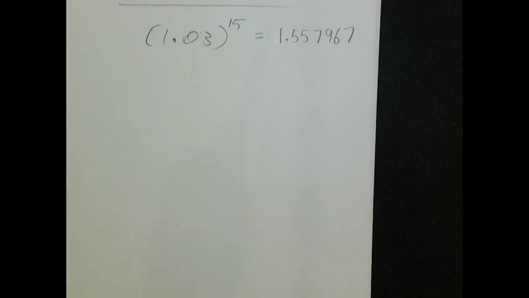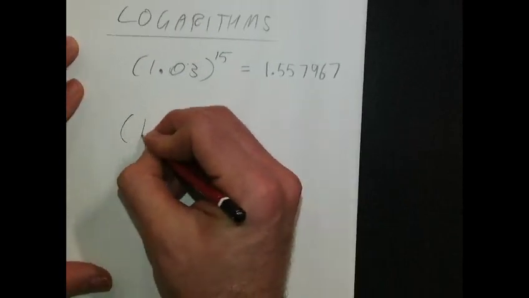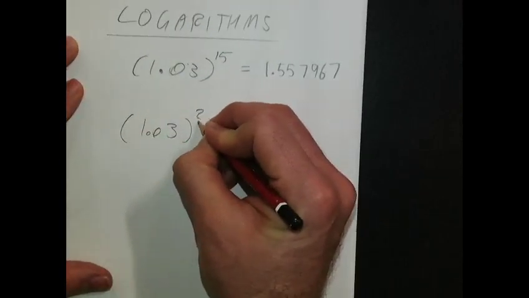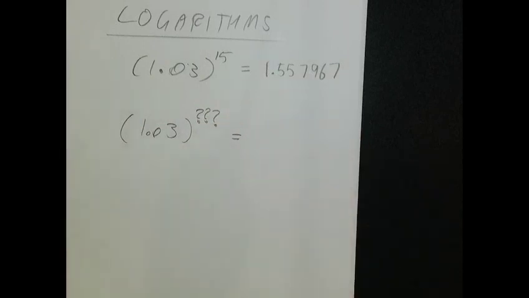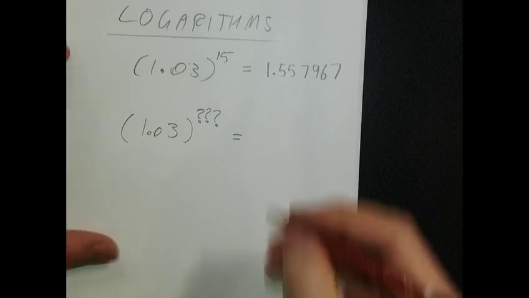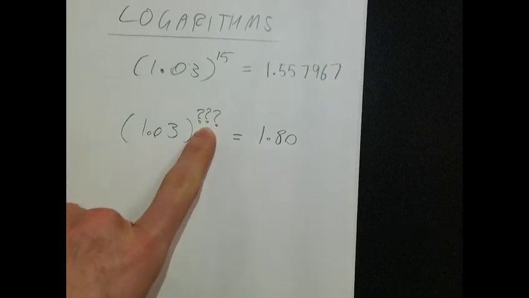Logs are designed to ask what goes in this spot here. So if I ask this question, what goes here to make it come out to, say, 80% extra? If I wanted to know how many years would I have to leave it in there to get up to an extra 80% on top of what I put in? That's the question I'm very interested in asking myself, because 15 years is quite a long time, but maybe I could do it for a little longer and get a bit more. So logs are designed to answer this question here.